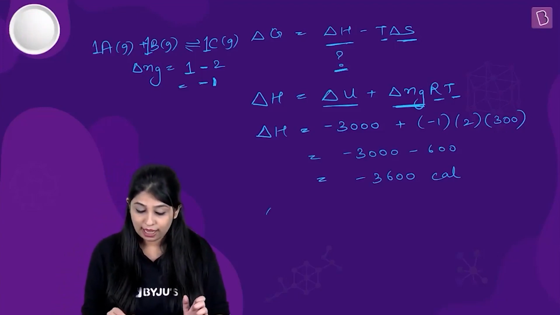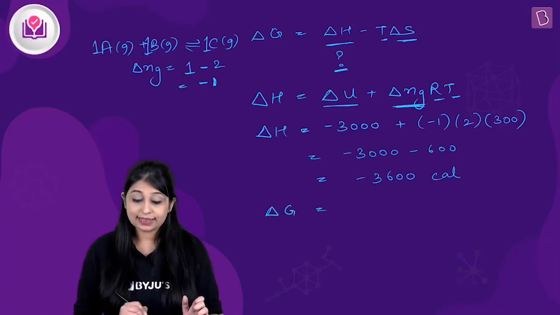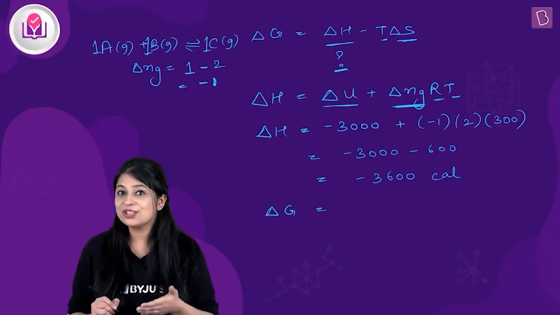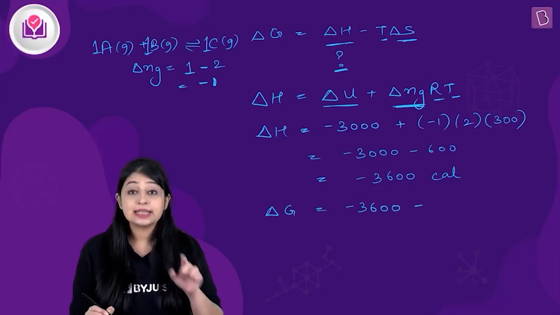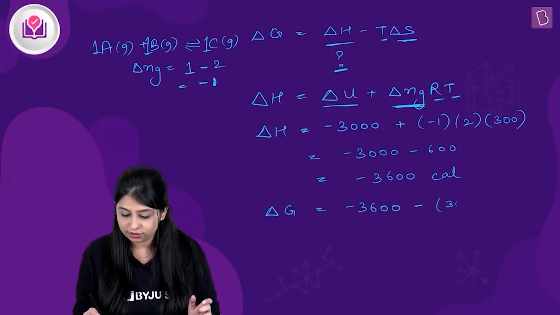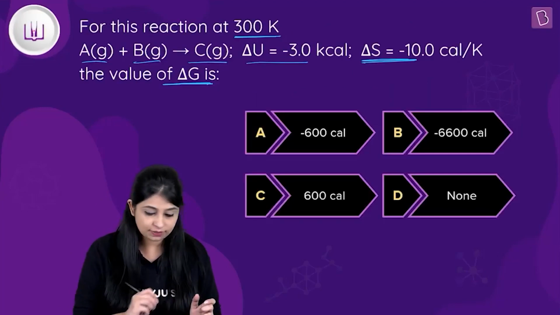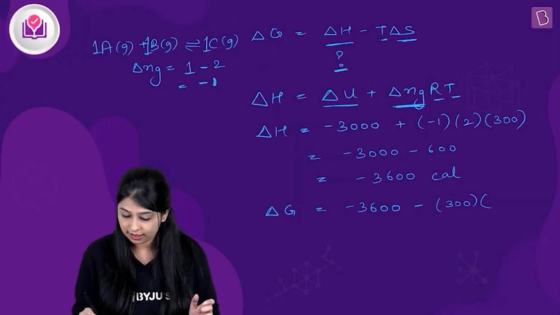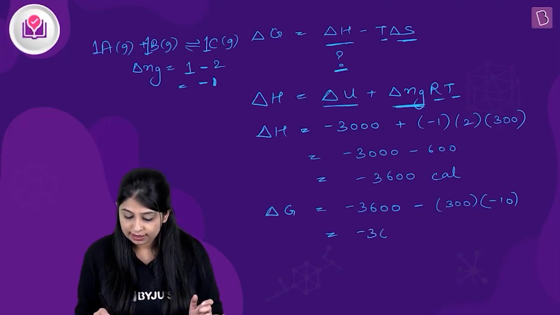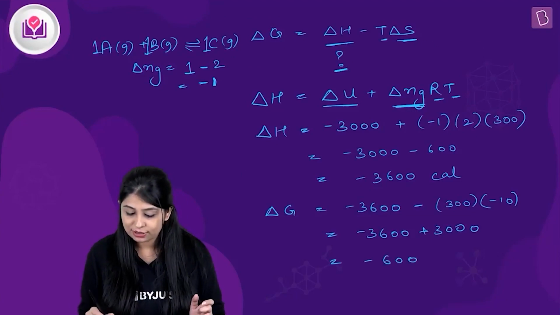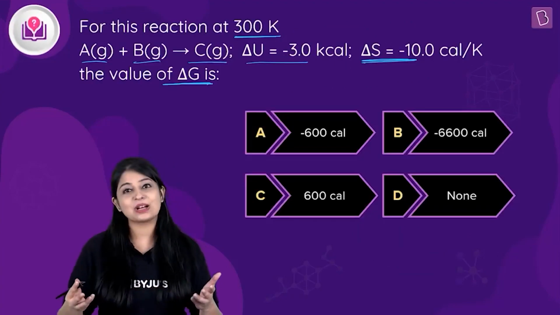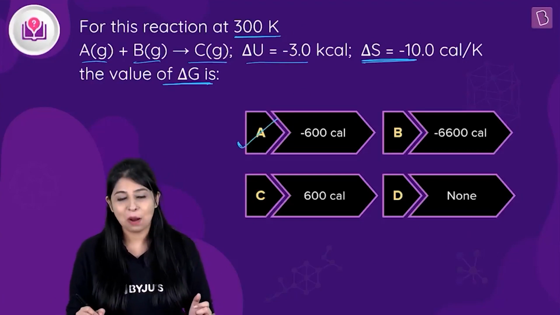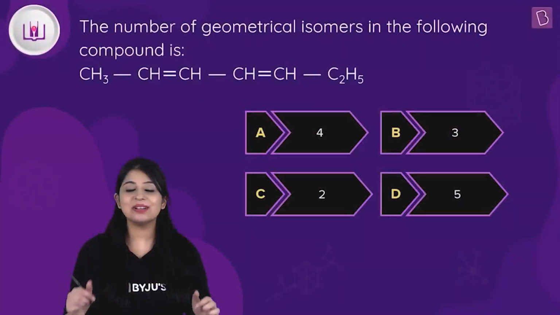Okay. Now we have to find the value of delta G. That is delta H. We have just recently found out the value of delta H, which is minus 3600, minus T delta S. T is 300. And what is the delta S value that is given to us? That is minus 10. So this comes out to be minus 3600 plus 3000, which is minus 600 calories. So let's see which option it matches. Well, it matches our option A, which is the correct option.